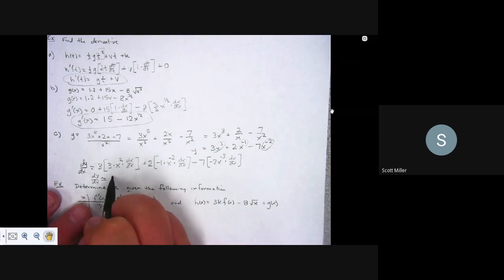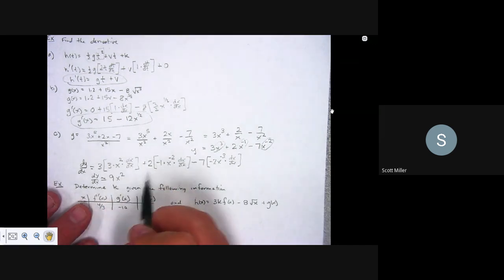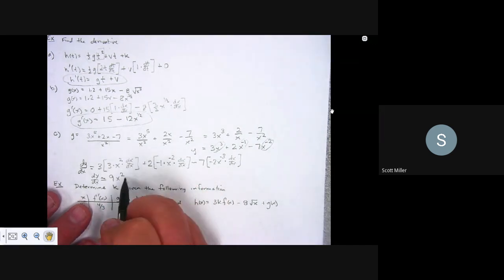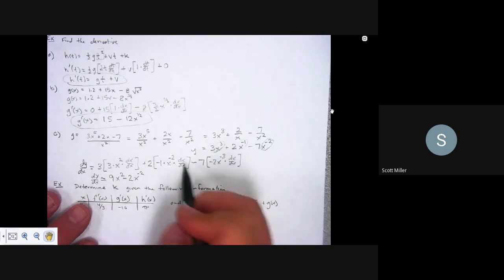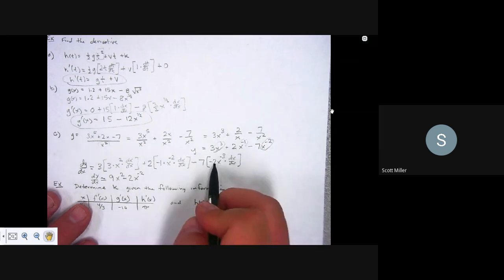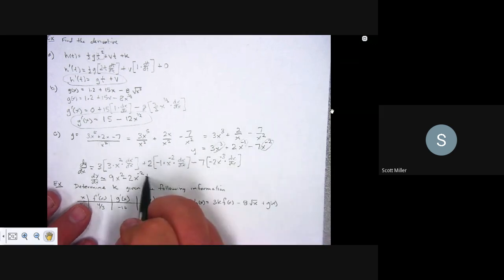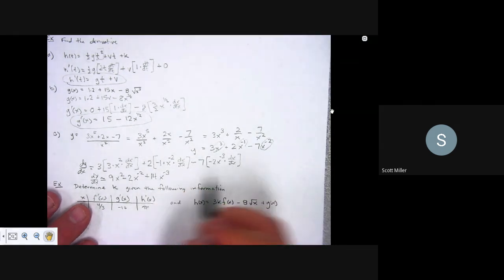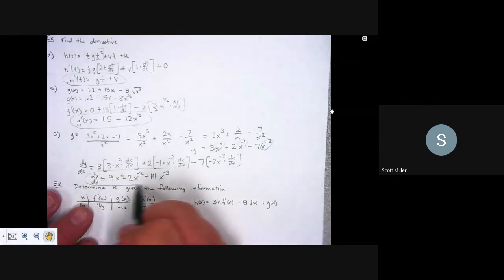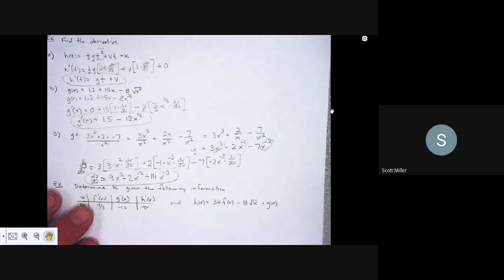3 times 3 is 9, x squared, dx/dx is 1. Negative 1 times 2, negative 2, x to the negative 2 times 1. Negative 2 times negative 7 is positive 14. x to the negative 3 times 1. And there it is. You can leave it just like that. Okay?